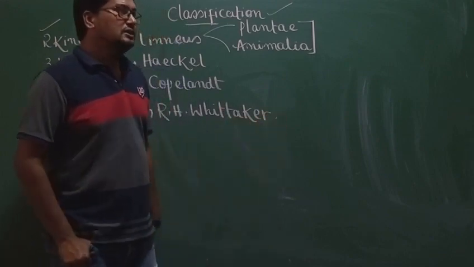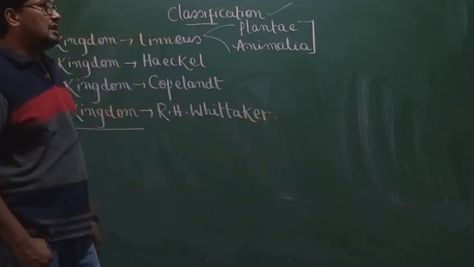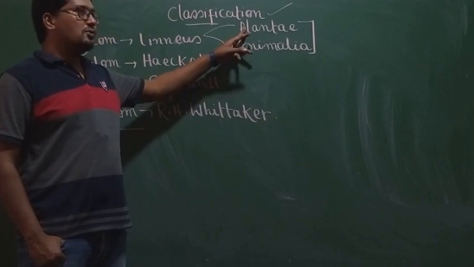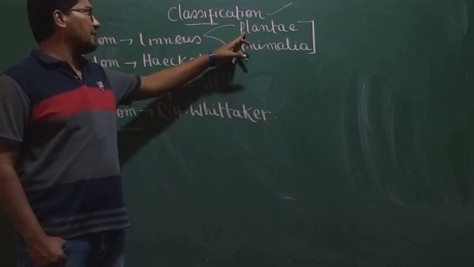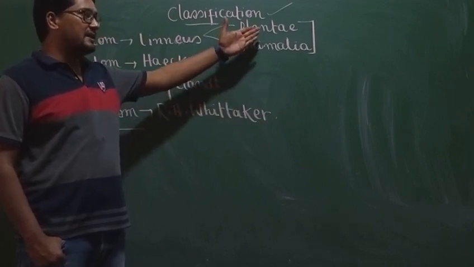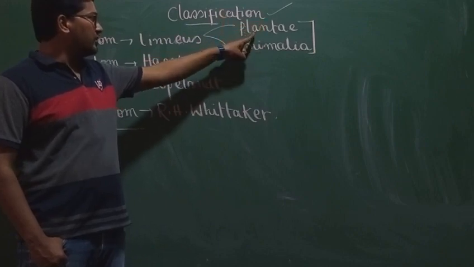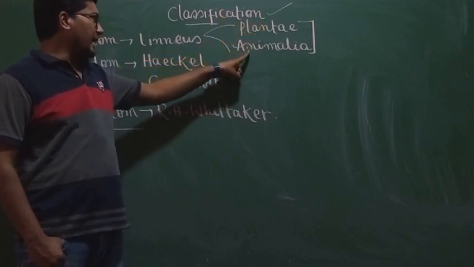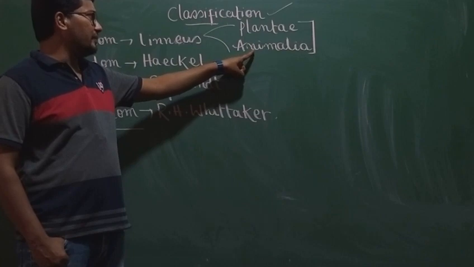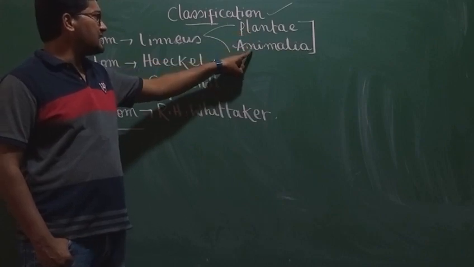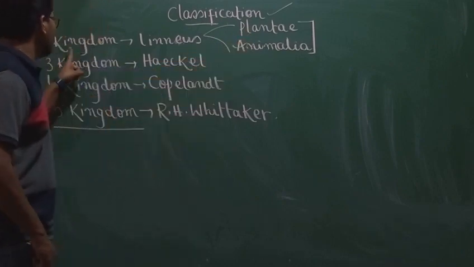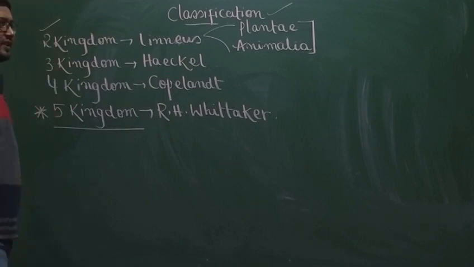So that's why the total life which is present on the planet was classified into only 2 kingdoms, namely what? Plantae and Animalia. Name itself indicates. All the plants were included in the kingdom Plantae and all the animals were included in the kingdom Animalia. As total life is classified into only 2 kingdoms, it is called 2 kingdom classification.